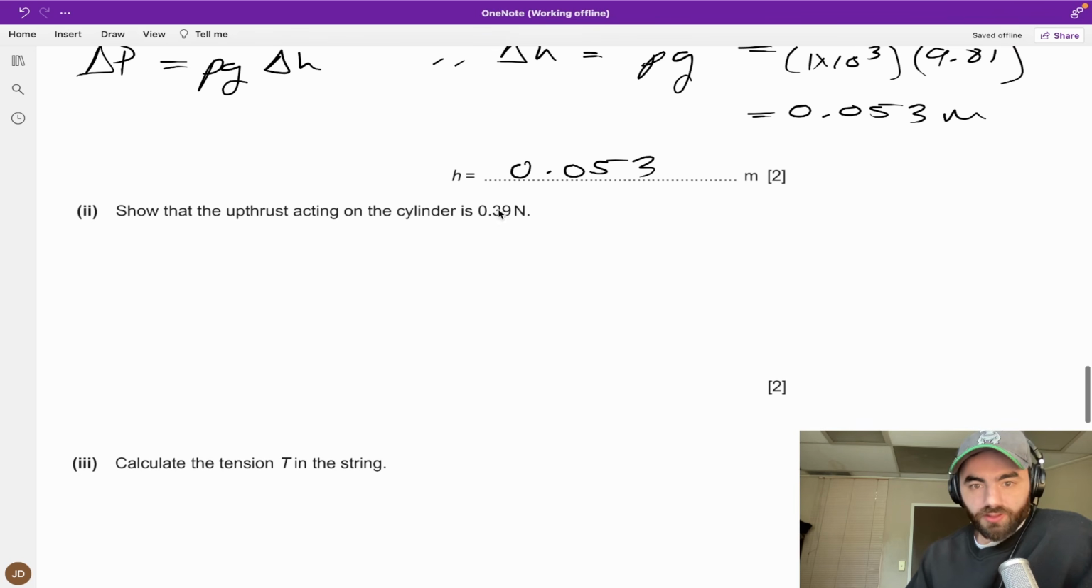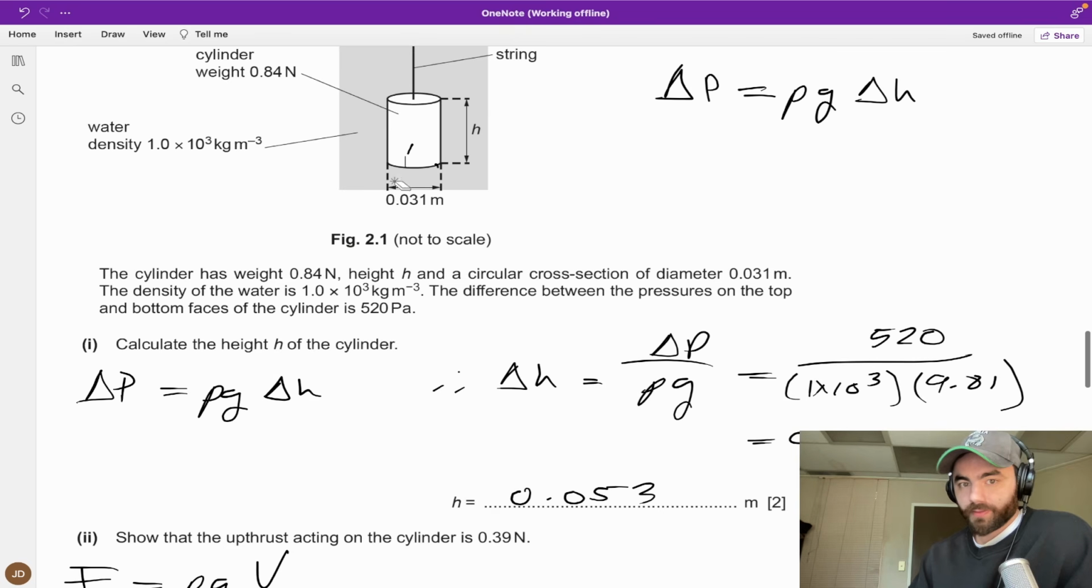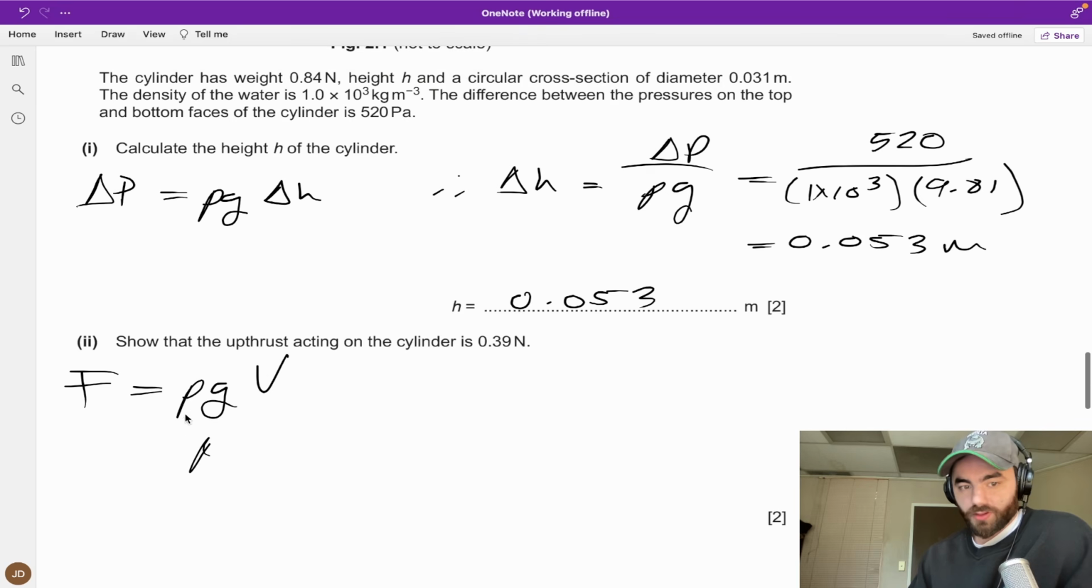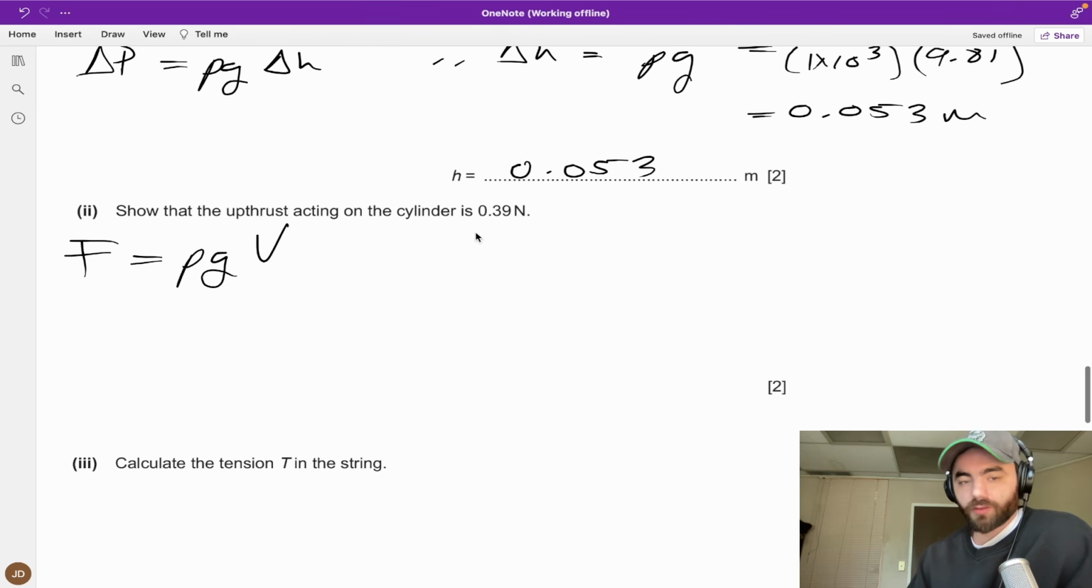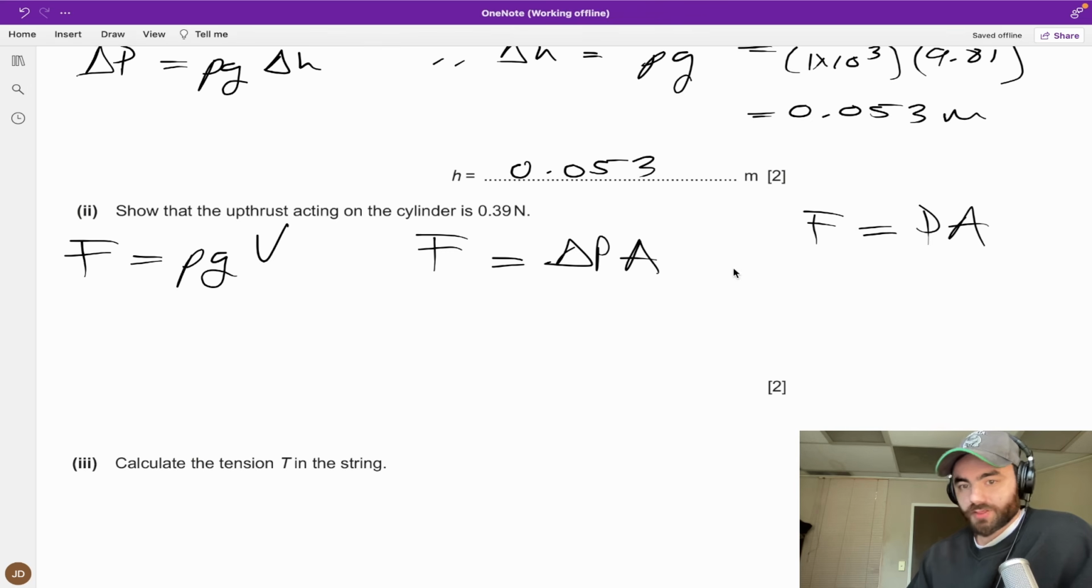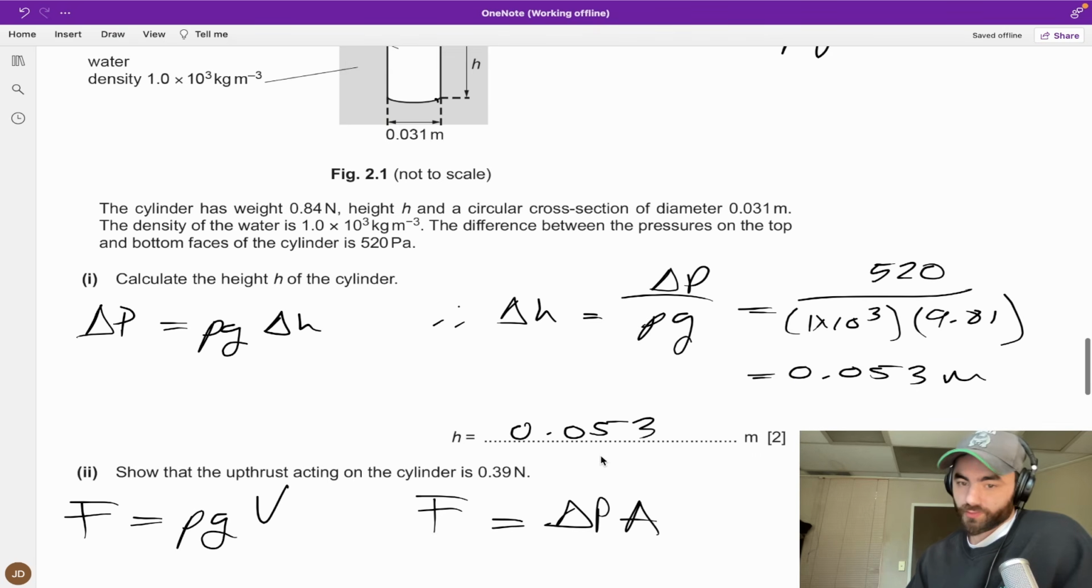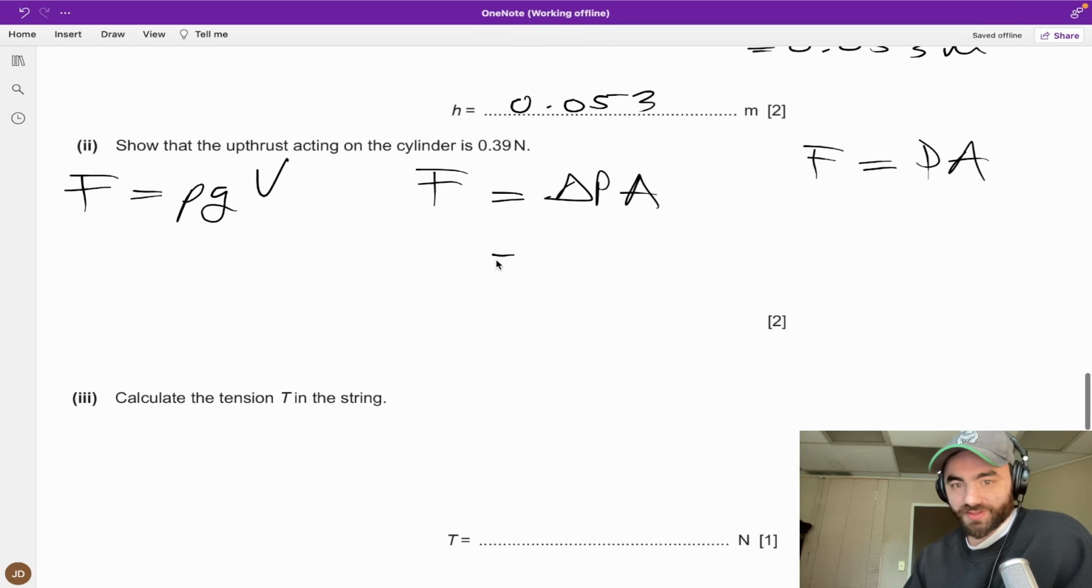So show the upthrust acting on the cylinder. Well, we can do this in a couple of ways. Remember, our upthrust is just rho g V, right? So we could find the volume of the displaced water, times gravity, times the density of water. So we could do that to find the upthrust, or we could say the upthrust equals the change in P times area, like I showed in my proof. It's due to the difference in pressure, because force equals pressure times area. Right, let's do it this way because it's cooler. And we also have the change in P, which is helpful.